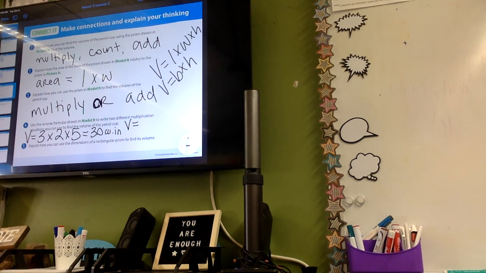B is length times width. So if we do length times width, what do we get? What did you tell me length was? 3. What did you tell me the width was? 2. So if you do length times width, you get 6 times our height, which was 5. I still get 30. Still get 30.